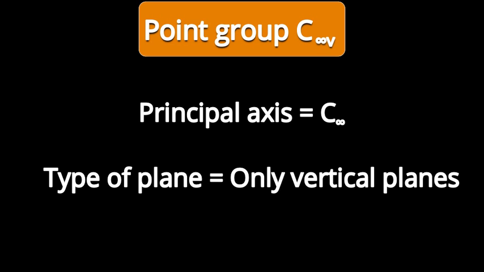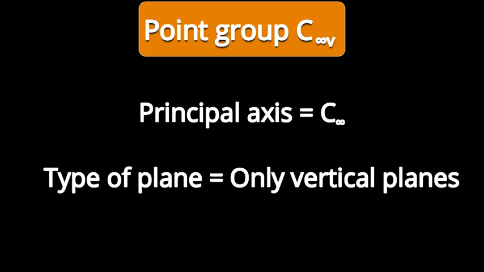So C∞v tells us the molecule will have C∞ as a principal axis and there should be vertical planes. Now tell me, will there be a horizontal plane? Absolutely not. Why? If a horizontal plane were there, the label should be h; v will not come. What about a dihedral plane? That also should not be there. It means we have to choose a molecule where a C∞ axis will be there and only vertical planes.